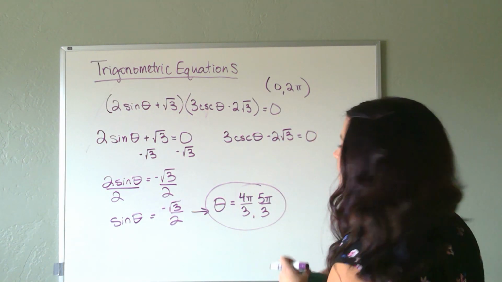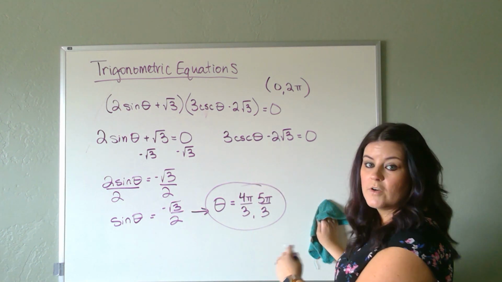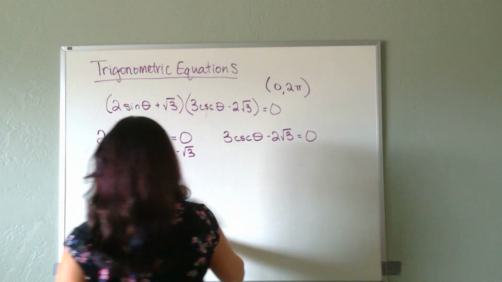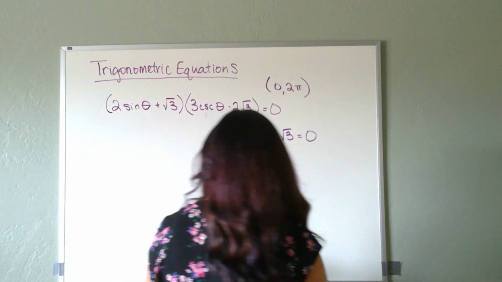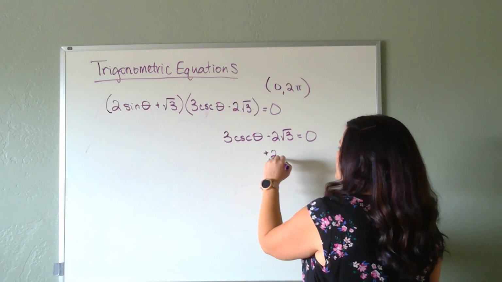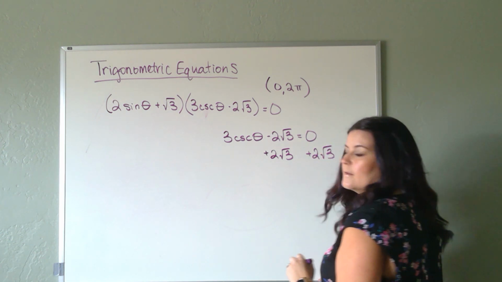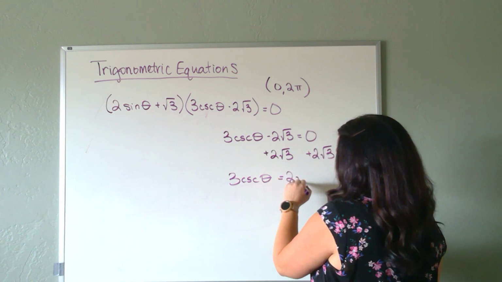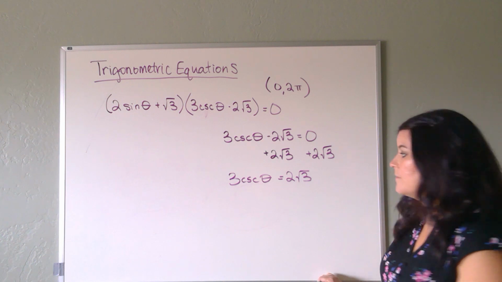Okay. Anyway, so I'm going to erase now so I can solve this second factor. So these are two of our answers for this problem. All right, so let's solve this factor. The first thing I would do is add 2 root 3 to both sides. Now I have 3 cosecant theta equals 2 root 3. So we're here. Let's divide both sides by 3.